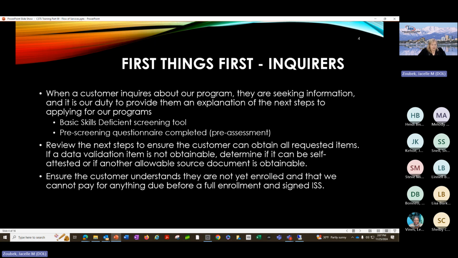This is something that over the years I've noticed has happened at the job center level where folks, because they filled out some paperwork and went through some processes and are building a rapport with a case manager, think that they're ready to go. And sometimes that confusion can cause a little bit of heartache. So this is where we're making sure that they understand that there is a next step and that they are not enrolled and not to jump into any financial pieces with them because we wouldn't be able to reimburse or assist if that money was already due.